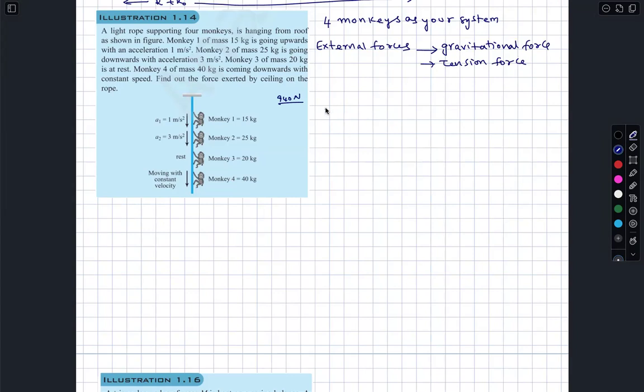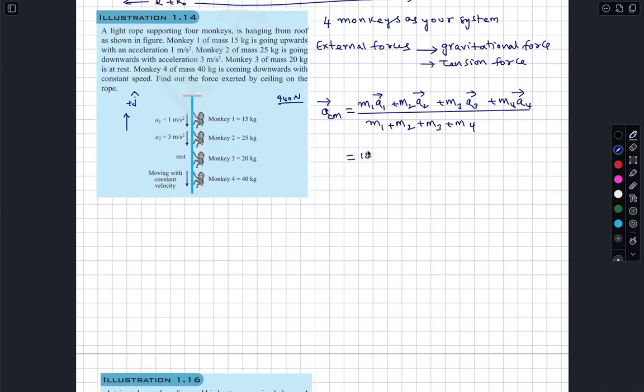Let me take MACM. This we know: M1 A1 bar plus M2 A2 bar plus M3 A3 bar plus M4 A4 bar divided by the total mass of the system, M1 plus M2 plus M3 plus M4. Let us take upward direction as plus J cap.